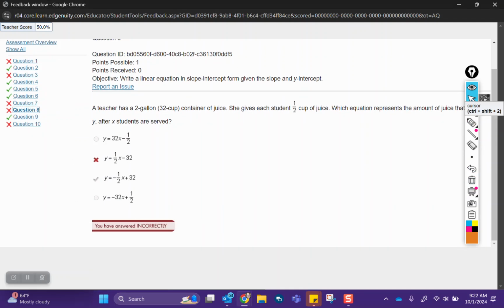Teacher has a 2-gallon container of juice. She gives each student half a cup. Which equation represents the amount of juice after all students are served? So we start with 32, and we're going to take away a half a cup for each student. 32 should be positive, not negative. We don't start with -32 cups of juice. We're taking away a half a cup each time, so you just had your signs backwards on that.